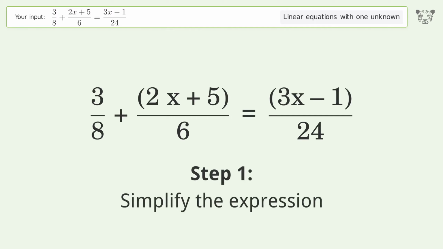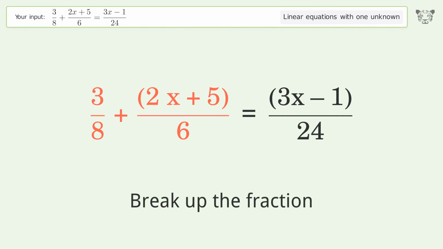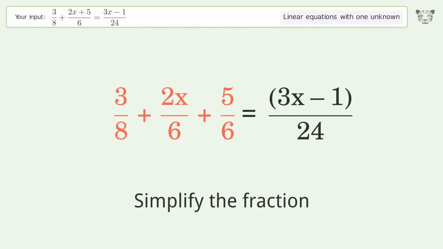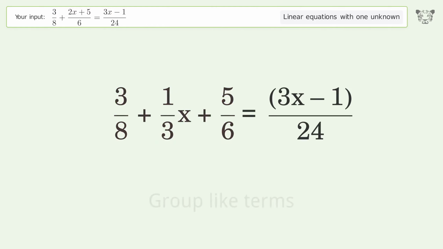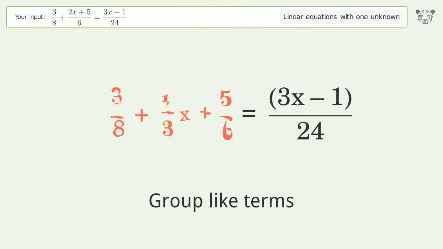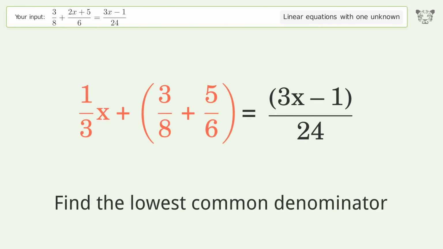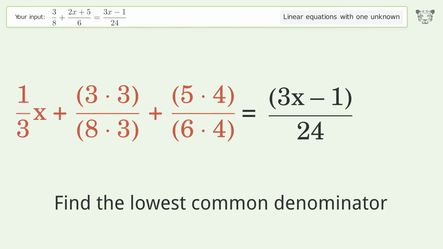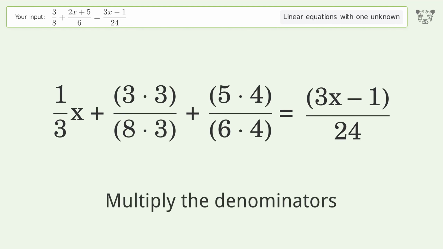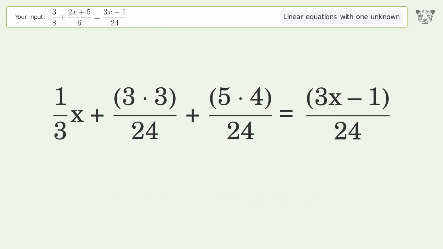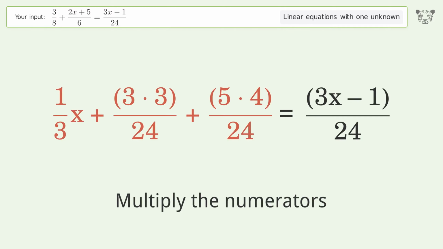Simplify the expression. Break up the fraction. Simplify the fraction. Group like terms. Find the lowest common denominator. Multiply the denominators. Multiply the numerators.